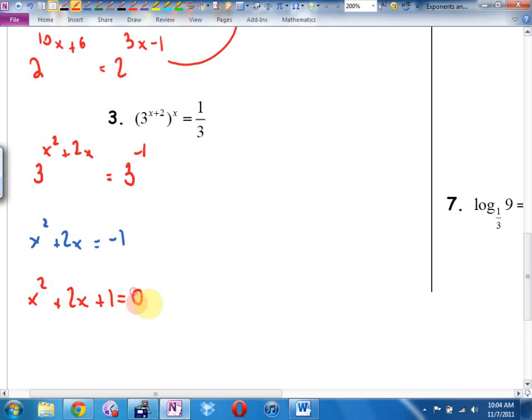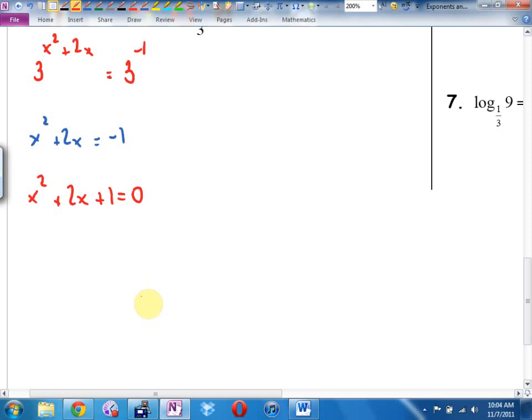And then we either factor or use the quadratic formula on this. This one actually, Amanda, I think factors. I think it factors into numbers that multiply to 1 and add to 2, which are positive 1 and positive 1. Amanda, what are my roots? I think negative 1, yes?